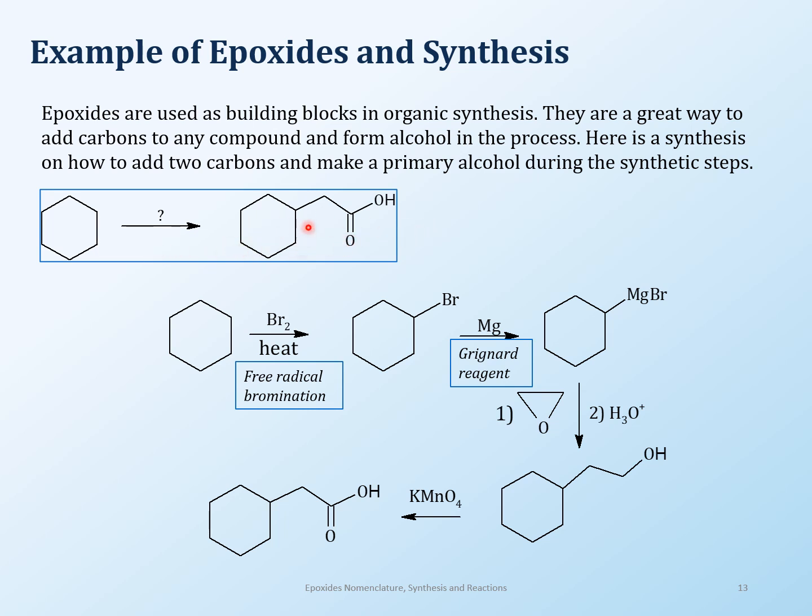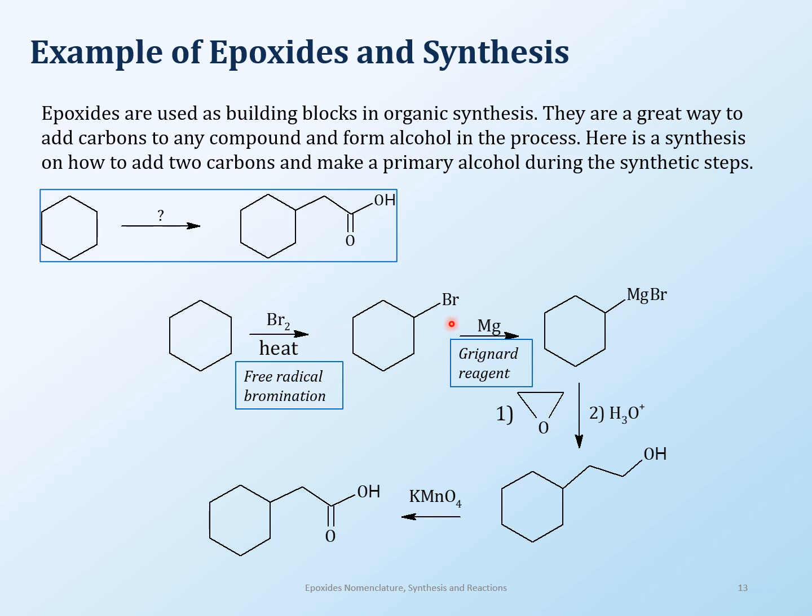But anyhow, you know that you're going to be adding this group, so you're forming a carbon-carbon bond. How do you get started? Especially with cyclohexane, I don't have a functional group on there. So what do I do? How do I begin? Well, you have to add a functional group first. The best way to add a functional group is just to do a free radical reaction.